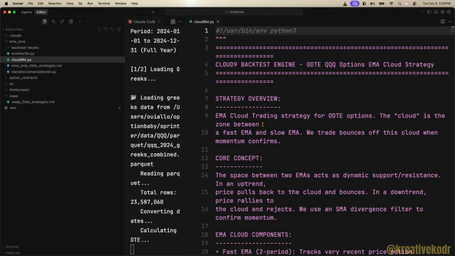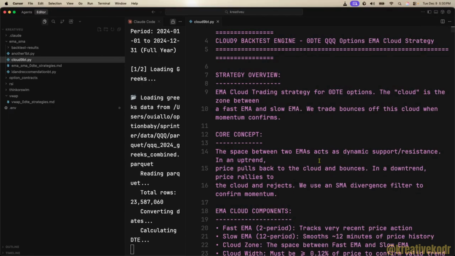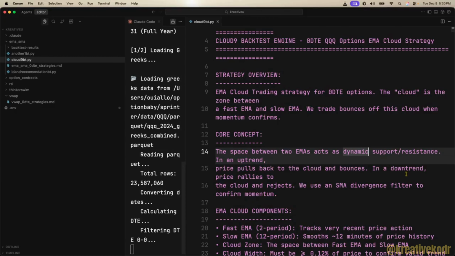So the strategy is the EMA Cloud trading strategy for 0 DTE options. The cloud is the zone between the fast EMA and slow EMA. We trade off the bounces from this cloud when the momentum confirms it. So here's the core concept. The space between the two EMAs acts as dynamic support and resistance levels. What is support? Support is the lowest low that the underlying asset can be. Resistance is the highest high the underlying asset can be. In an upward trend, the price pulls back to the cloud and then bounces. In a downward trend, it rallies to the cloud and then rejects it.